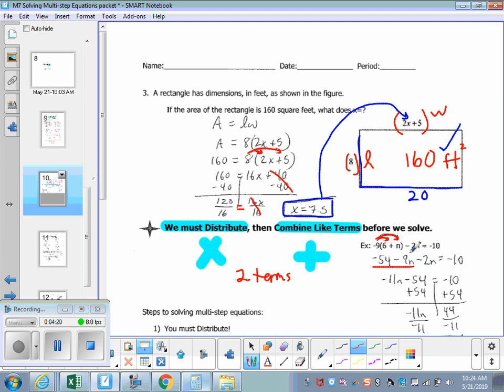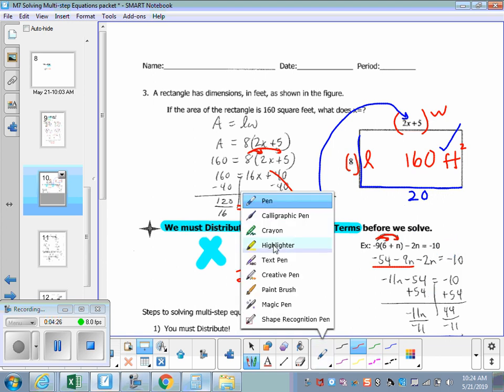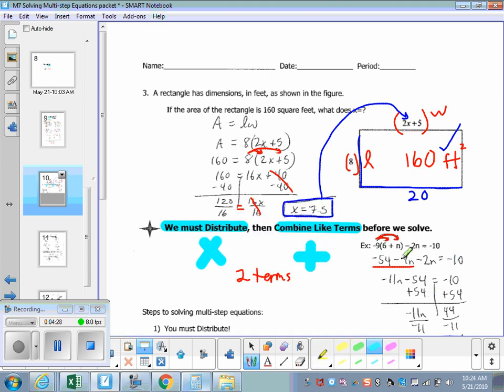That takes care of the distributive part. Now I've just brought down my minus 2n equals negative 10. And now I'm ready to combine like terms. So I've got this negative 9n minus 2n is negative 11n. And notice I just have my constant. The negative 54 is still my constant, negative 54.